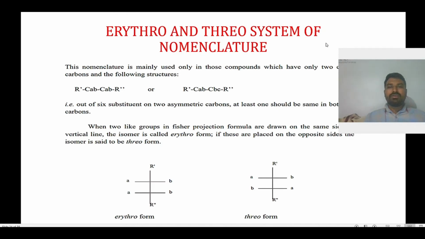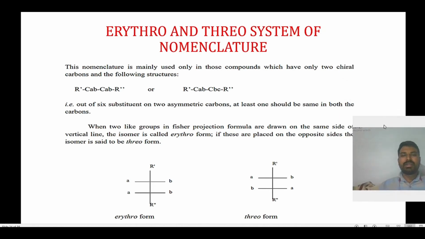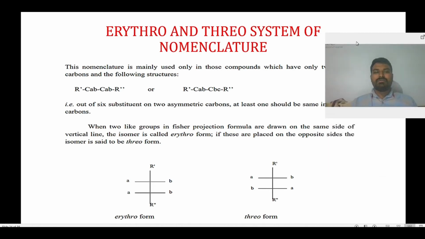Erythro and threo system of nomenclature. What is erythro? Erythro means the groups will be on the same side, and threo means the groups will be on opposite sides. This is for compounds of the type RCABCABR or RCAB and CBCR. That is, out of 6 substituents on 2 asymmetric carbons, at least one should be common in both the carbons.